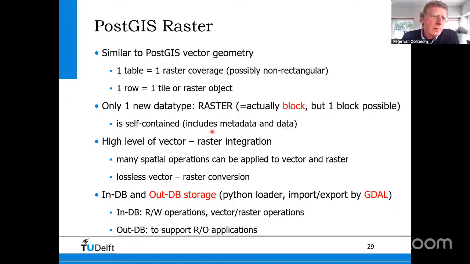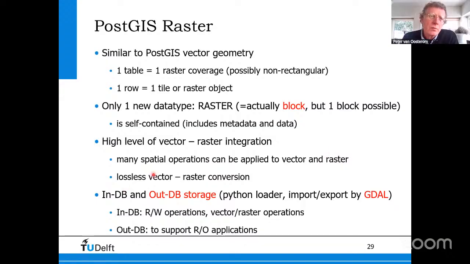It does have some metadata. It does know about the number of rows and columns in the block, things like that. So no metadata in the beginning was a bit harsh. There is limited metadata. There is quite a good level of integration of vector and raster functionality. A lot of operations that you see on vector data can also be applied to raster data.